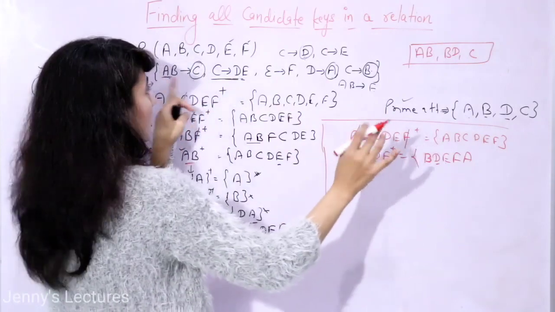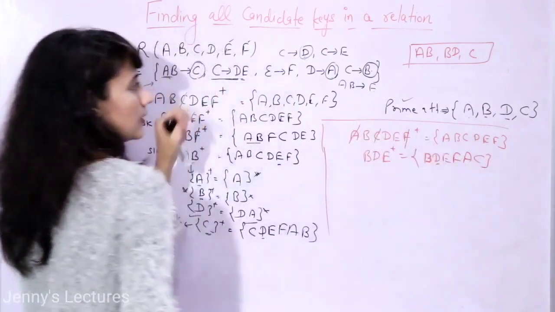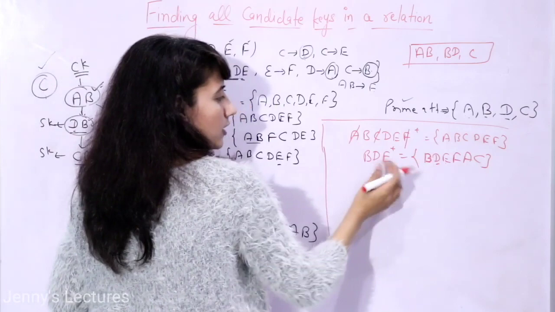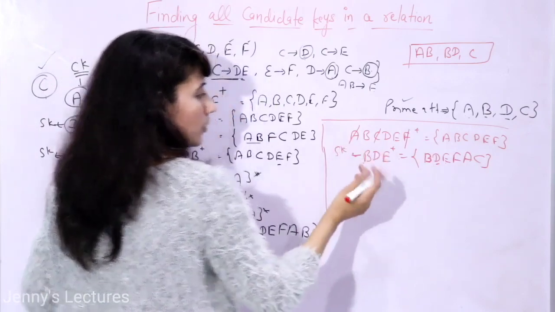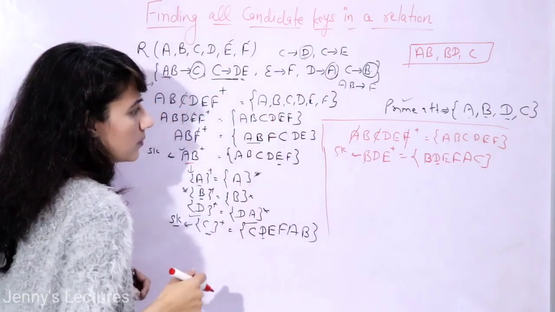Now I have A, B. So now I can determine C, right? Now all the attributes are there, so BD is a super key. Now I cannot discard anything, right?